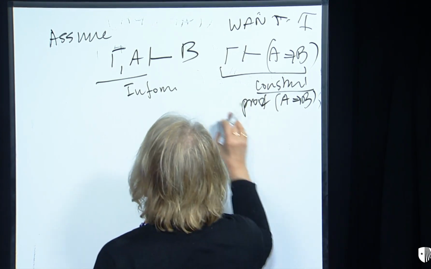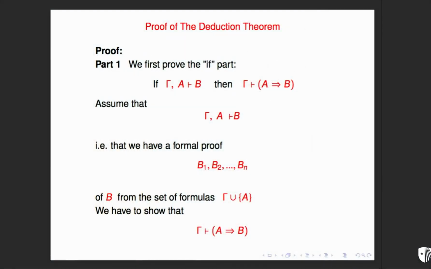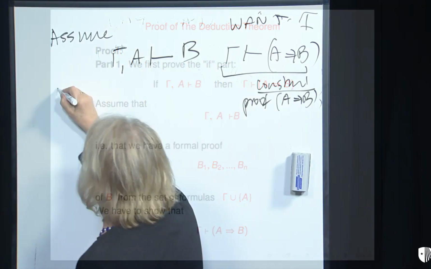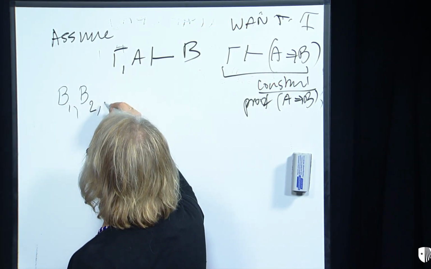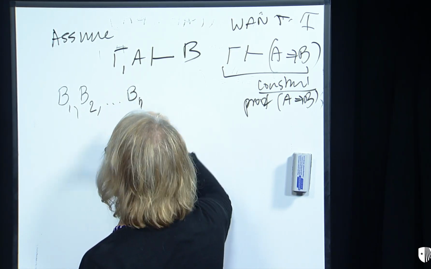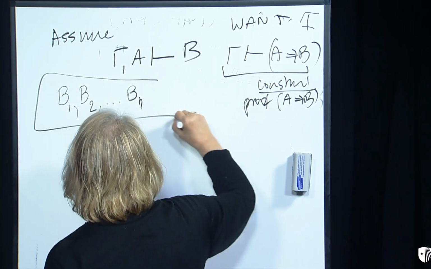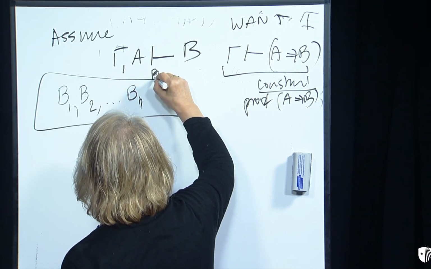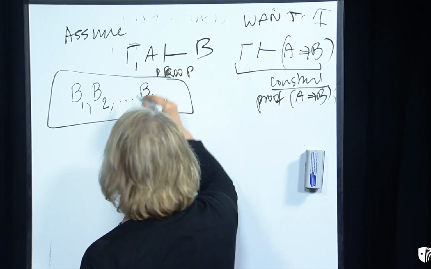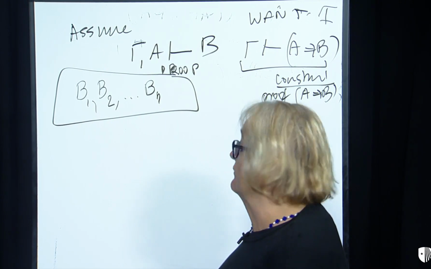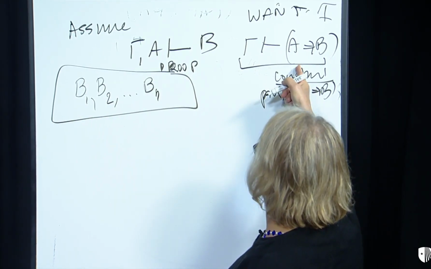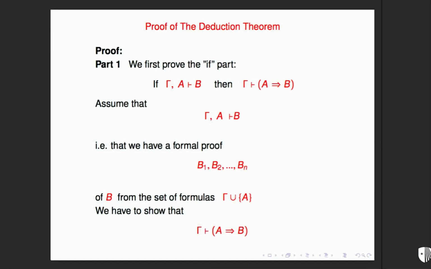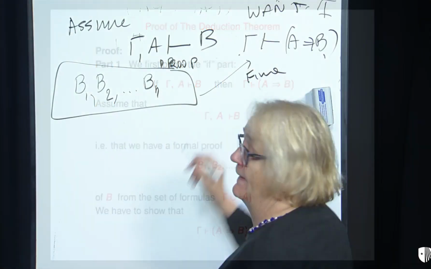So what does it mean? We have information that gamma A proves B. It means you have B1, B2, Bn. This is my proof. I have this proof from the set gamma A. And we want to show how to find or construct from that information that proof.